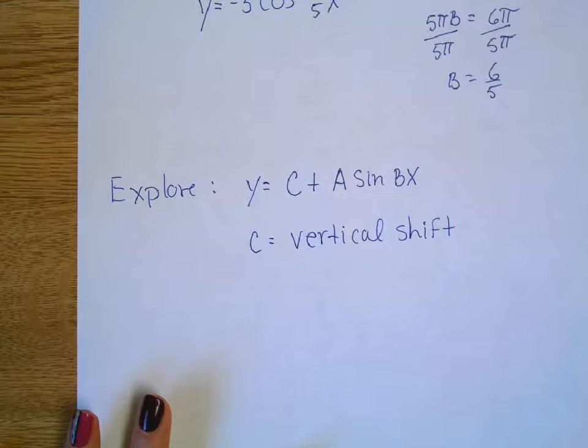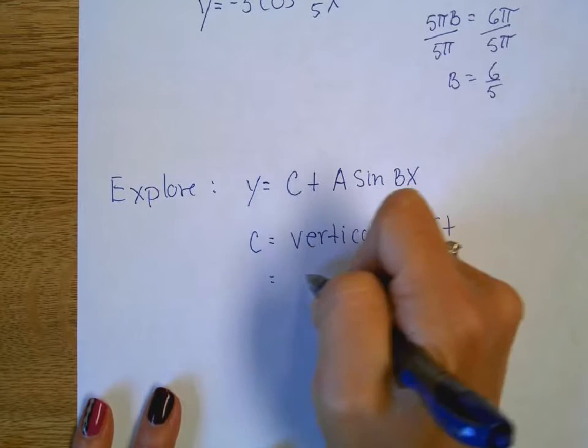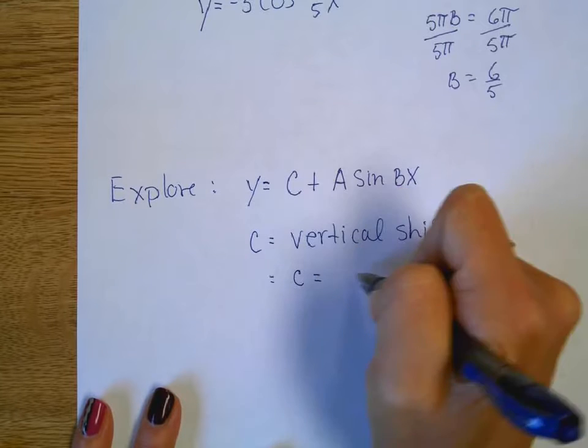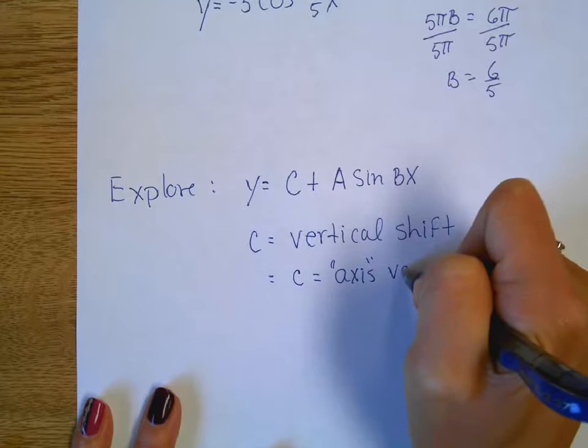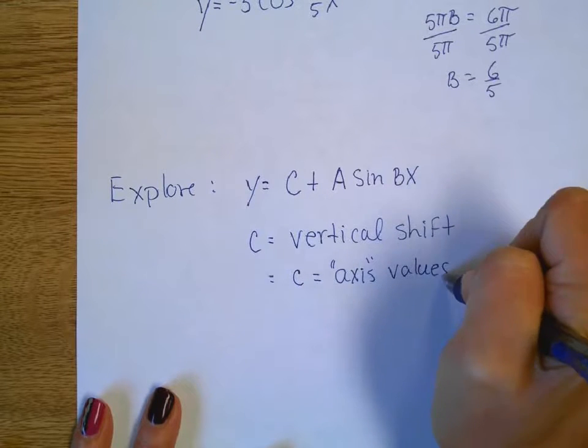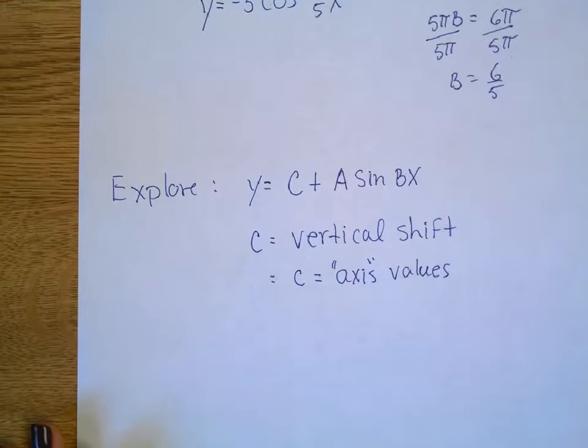What that C value is going to give you, it's going to give you all of your axis values. So C is equal to your axis values. On our pattern, when we say axis, if there's a vertical shift, we use that number as the axis. If there's no vertical shift, then it's 0. It's back on the x-axis. Okay? We're going to try them.